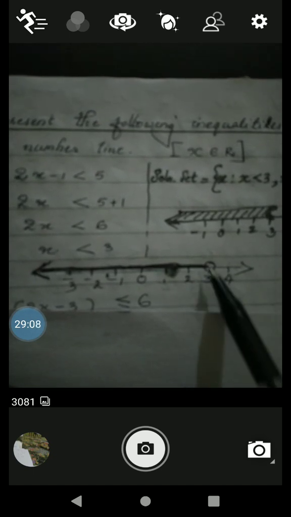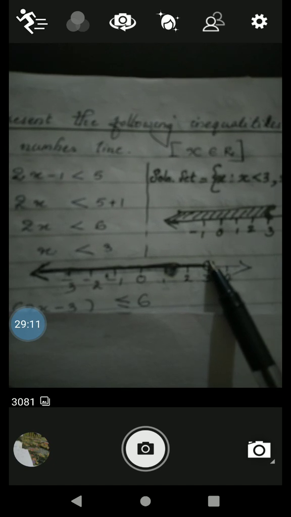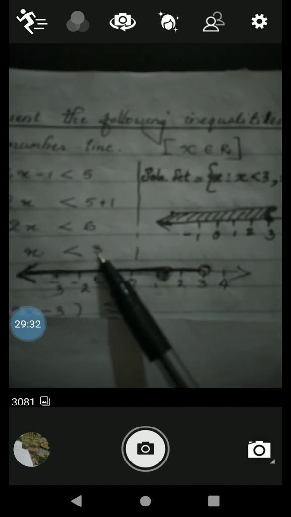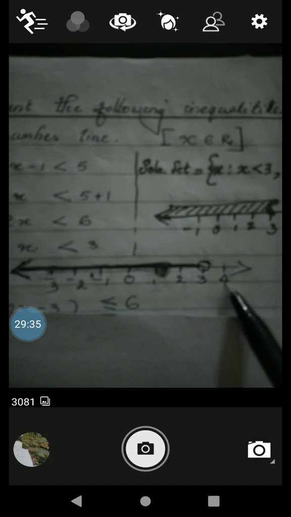Now draw a number line, and 3 is not included, therefore do not darken that circle. The left side line, at the same time the left arrow also, darken. And the value is 3, x is less than 3. At that time in the number line you have to mark one more digit. That means up to 3 is here, so you have to mark 4 also here. That is a must. Okay? Otherwise you will not get marks for this number line.